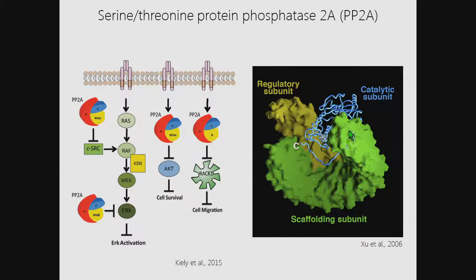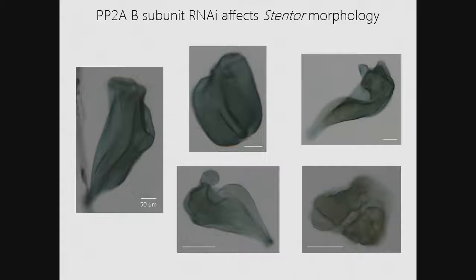In terms of the structure, PP2A is composed of 3 different subunits. There is a scaffolding subunit, there is a catalytic subunit, and there is a regulatory subunit that is called the B subunit. And the RNAi against this specific regulatory subunit B gave me this. So instead of the normal Stentor shapes that you have seen before, I have observed those cells. And there are multiple problems with those cells. First of all, they have this very folded surface, which is not at all present in normal Stentors.